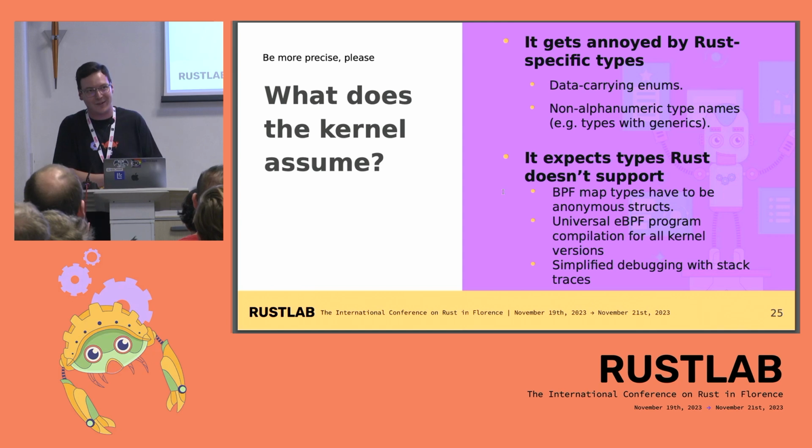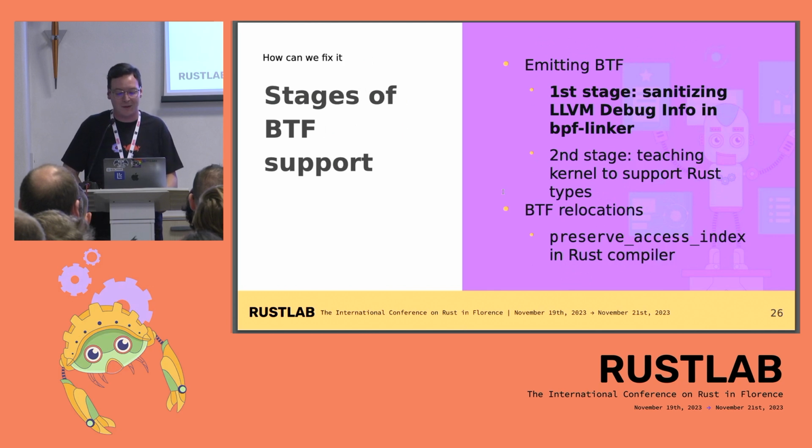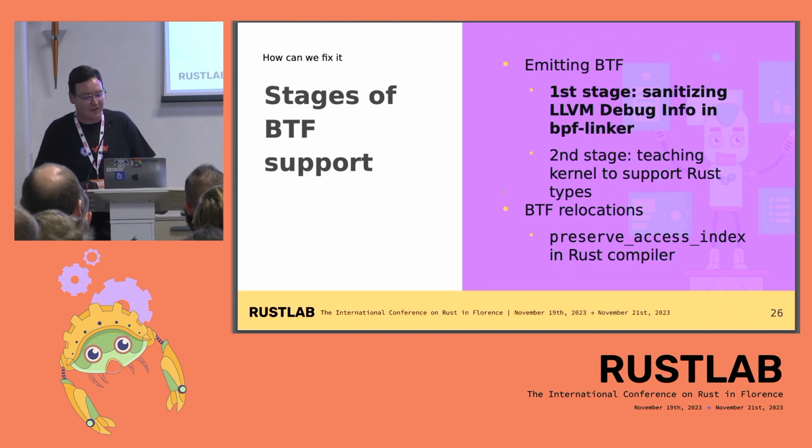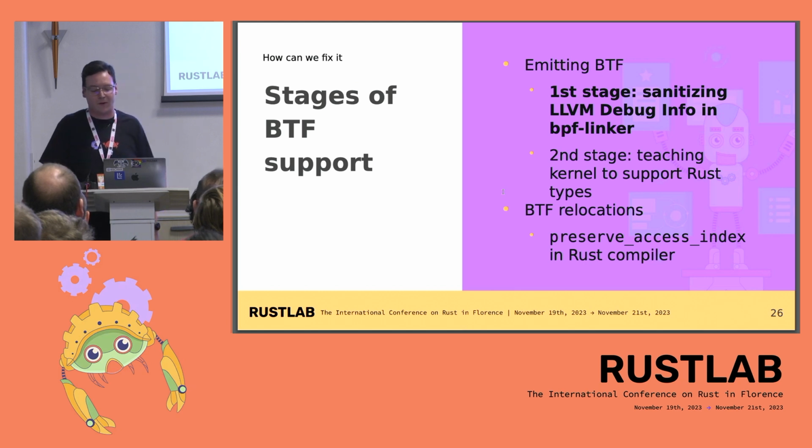For some reason, the kernel requires structures defining those maps to be anonymous, which Rust can't do. How we overcome it is that we add a marker to BPF map types and then let it know that, okay, you have to strip the name here. And I would say that there are two stages to bring the support of BTF to the Rust compiler.